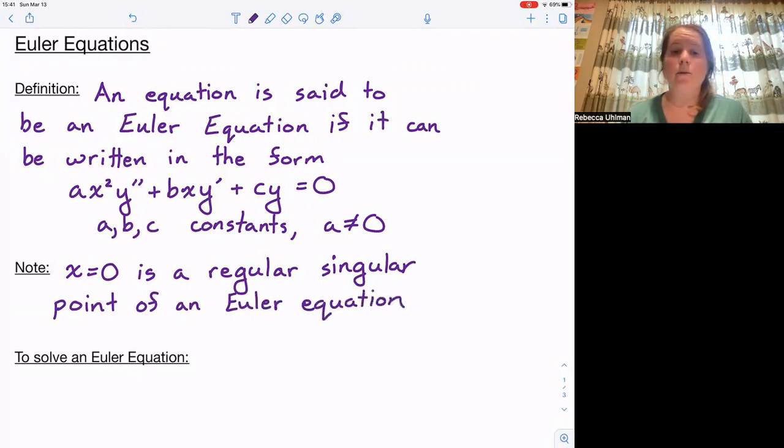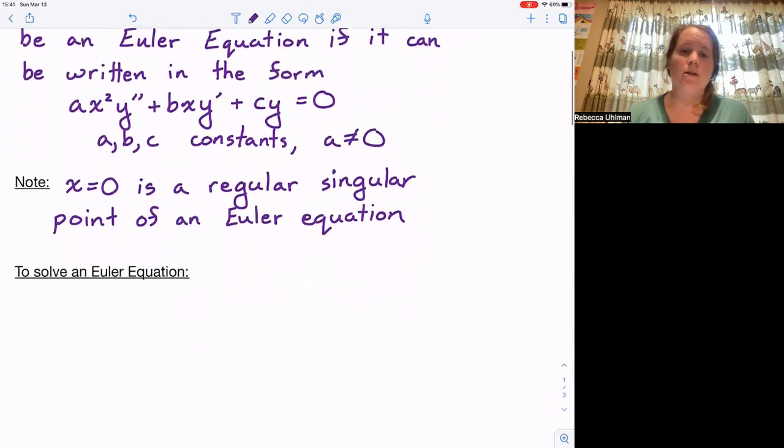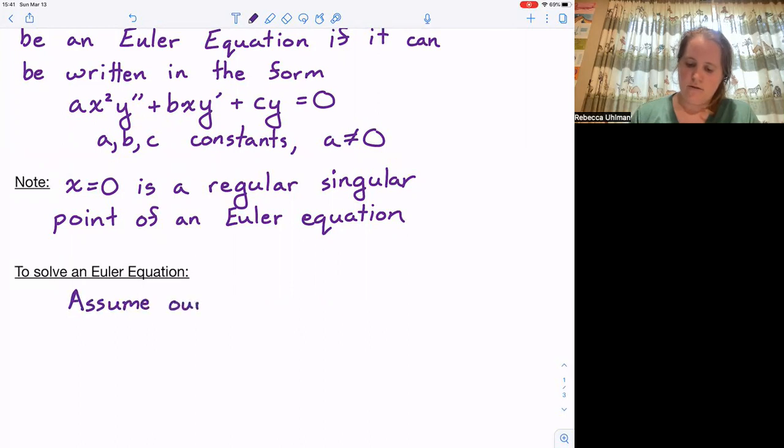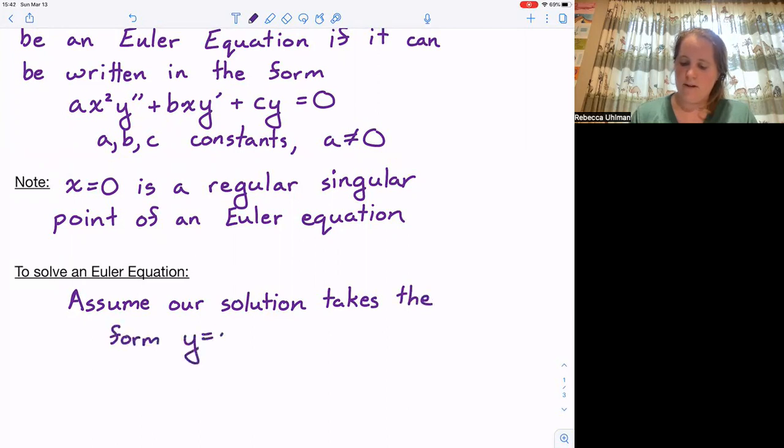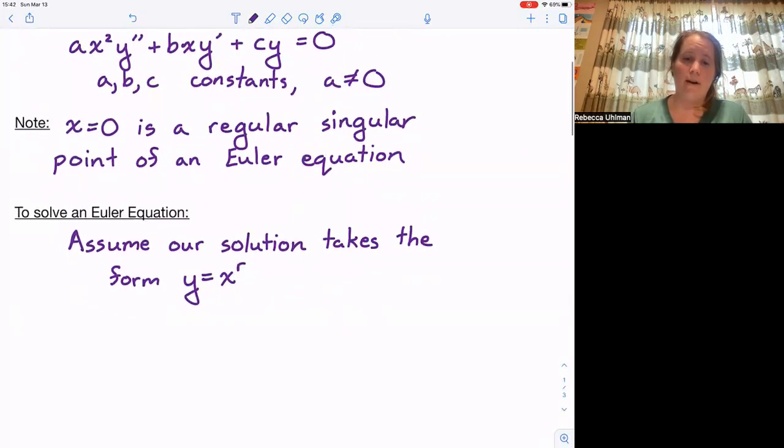To solve these equations, we will do something similar to what we did with constant coefficients, second order linear differential equations. Instead of assuming our solution takes the form e to the rx, we are now going to assume our solution takes the form x to the r. So to solve an Euler equation, we will assume that our solution takes the form y equals x to the r, and we will plug in that and its derivatives and solve for r.